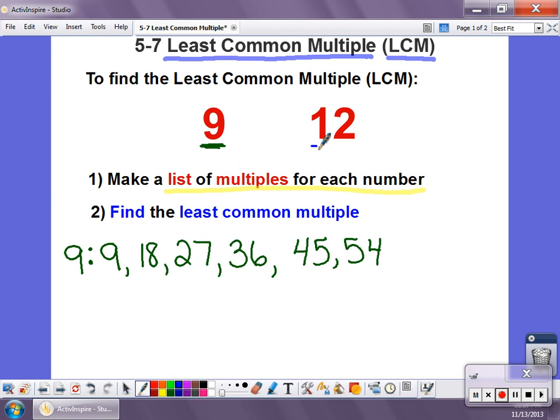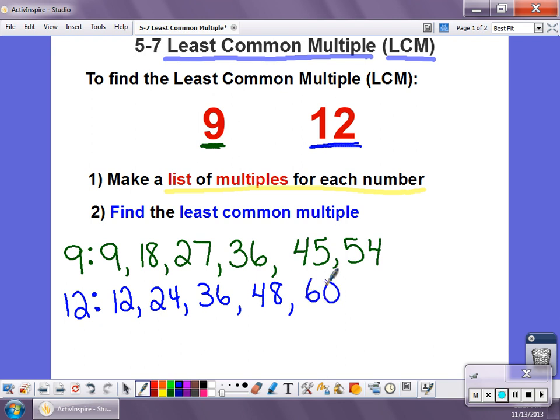Number 2, what I'm going to do is I need multiples for each number. So I'm going to do the same thing this time for 12. So I'm going to do 12 times 1, which is 12, 12 times 2, which is 24, 12 times 3, which is 36, 12 times 4, which is 48, and 12 times 5, which is 60.